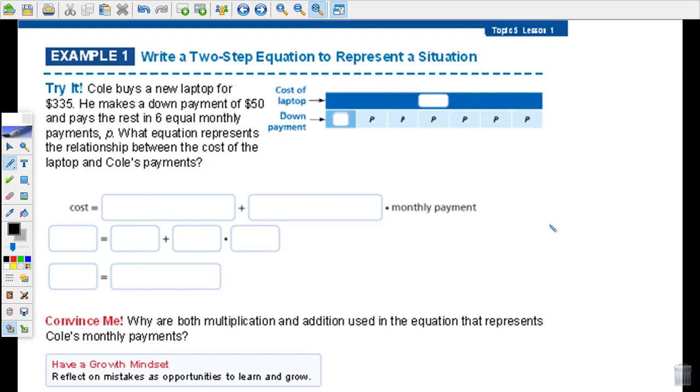All right. Try it. Cole buys a new laptop for $335. He makes a down payment of $50 and pays the rest in 6 equal monthly payments P. What equation represents the relationship between the cost of the laptop and Cole's payments?